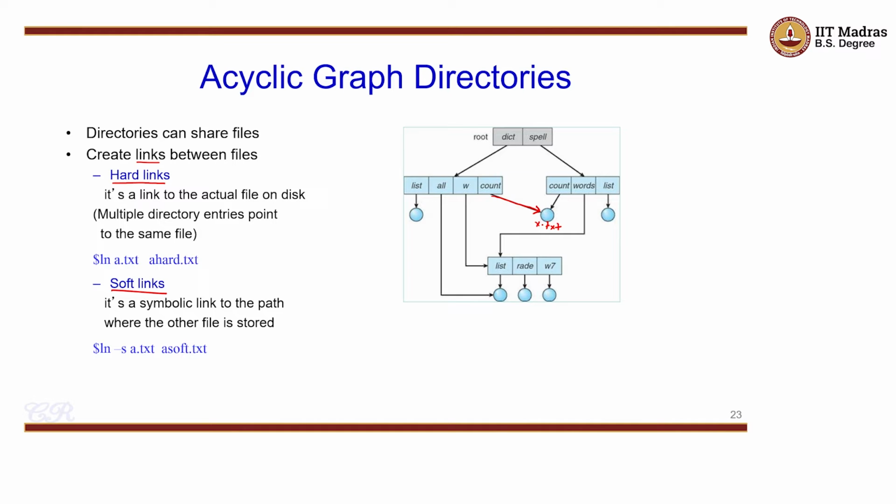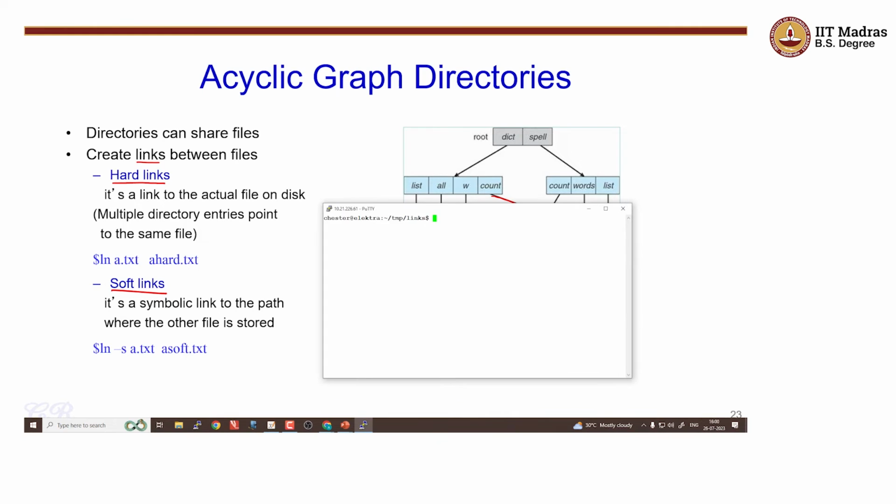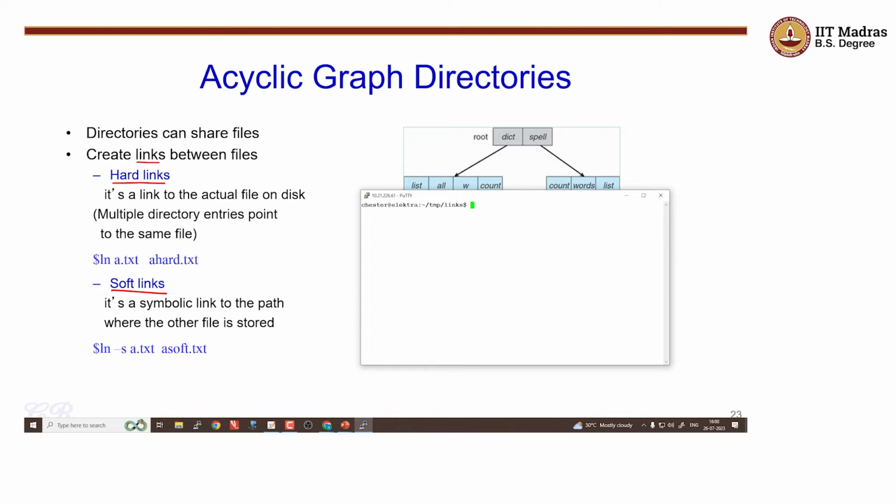So we'll take an example of this on our system. So let's show how these links are created. Let's create a file called x.txt, and in that we will put the string hello world.